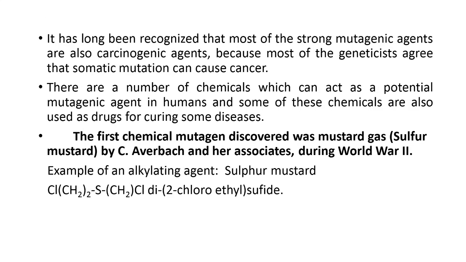It has long been recognized that most of the strong mutagenic agents are also carcinogenic agents because most geneticists agree that somatic mutation can cause cancer. There are a number of chemicals which can act as a potential mutagenic agent in humans, and some of these chemicals are also used as drugs for curing some diseases. The first chemical mutagen discovered was mustard gas during World War II by C. Auerbach and her associates. This is the structure of the sulfur mustard.